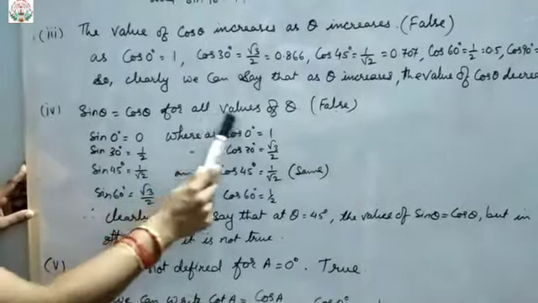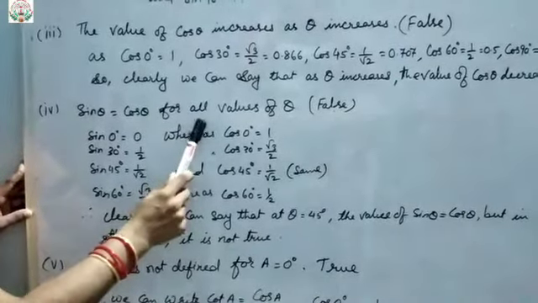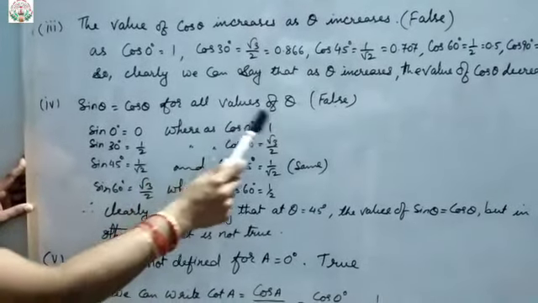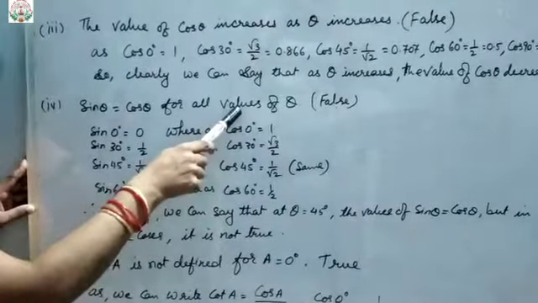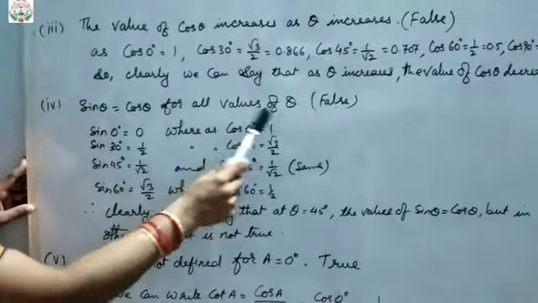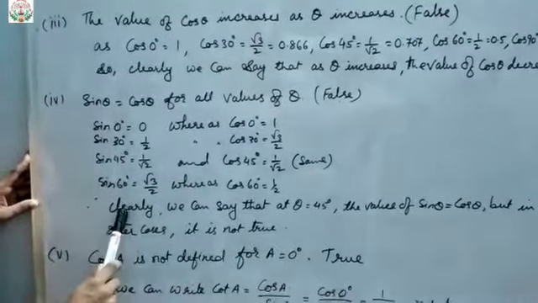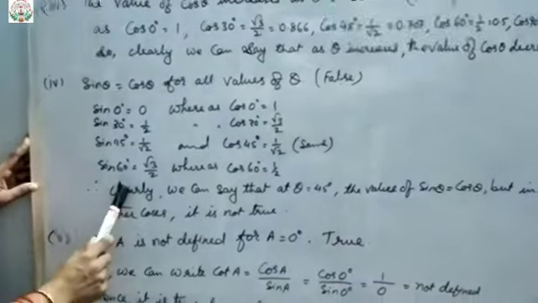So here what is given is for all values. So that is why it is wrong. If it is given theta for 45 degree, then it would have been correct. But here for all values of theta means it is false. They are not same. Okay.